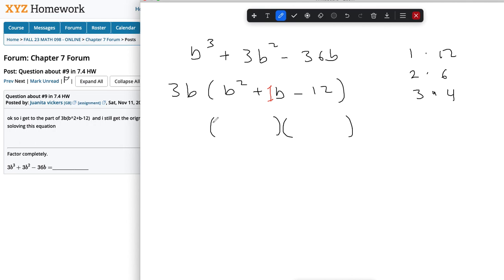So what that means is the 4, since it's the big number, is going to have to be the positive, and the 3, since it's the smaller number, would have to be negative. So that negative 3 plus 4 would equal positive 1, and negative 3 times 4 makes the negative 12.